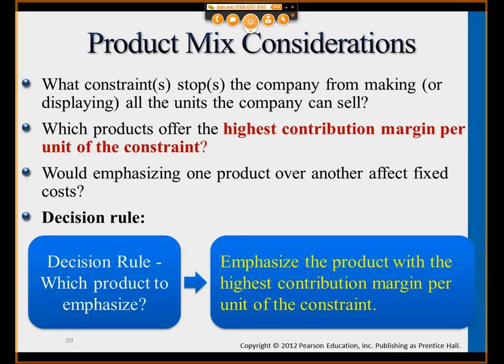So let's say a company can't sell all the products that it's producing. So which ones are we going to emphasize? How do we figure that out? So we have to consider what our product mix consists of. So for that, companies facing constraints consider the questions that I have here. The first one, what constraints stop the company from making or displaying all the units that the company sells? Limited shelf space, right? Which products offer the highest contribution margin per unit of the constraint?